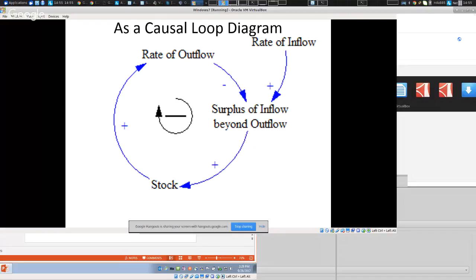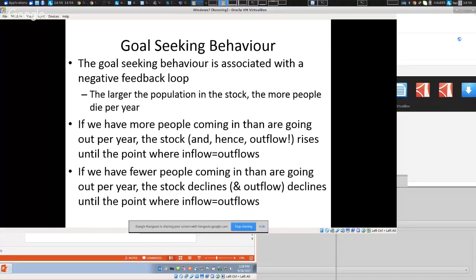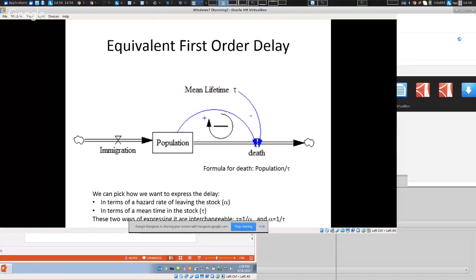What is, if we have this inflow into the stock, here immigration, and we have a stock that's way out of whack, it's way bigger than its equilibrium value, what value will it want to come back to?